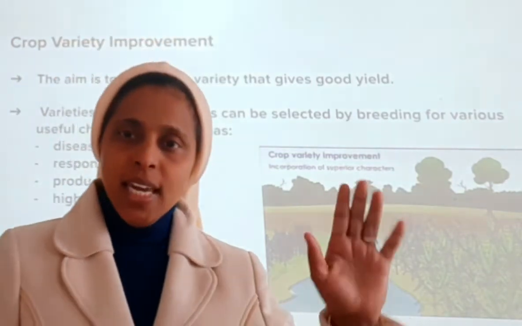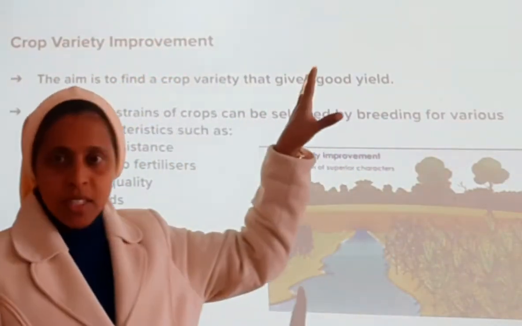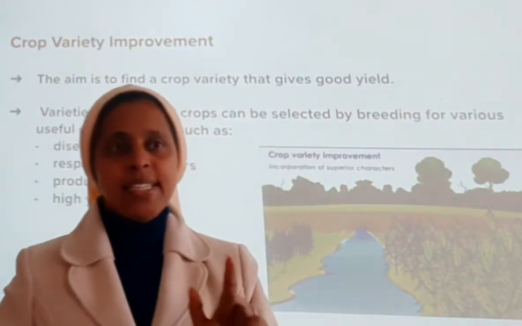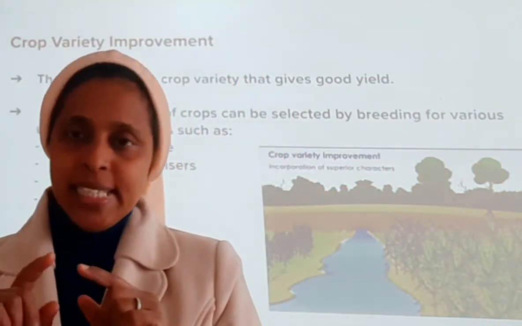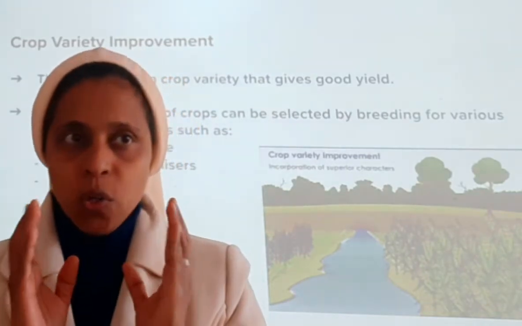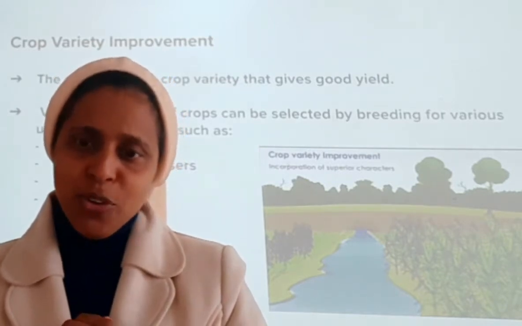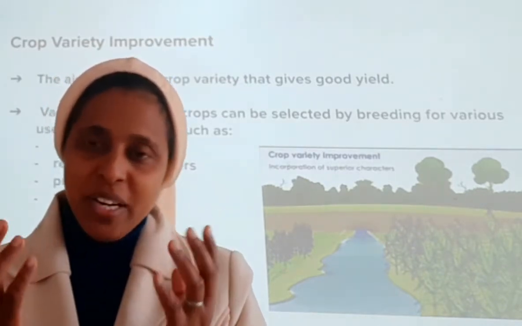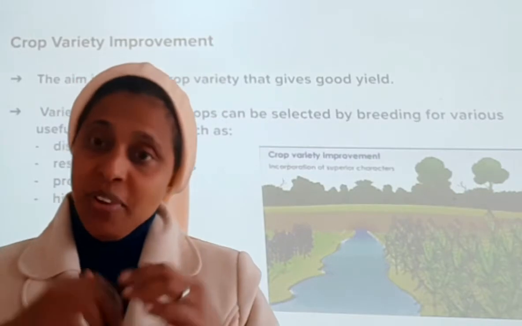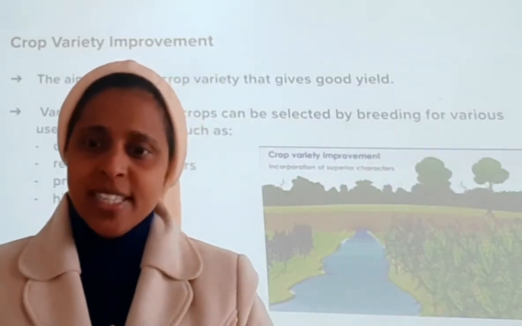So now let us see the crop variety improvement. What is the aim? The aim is to find a crop variety that gives good yield. Why do we want high yield? For the increasing population we need high yield. If we increase the yield, it can reach the mass population, isn't it?